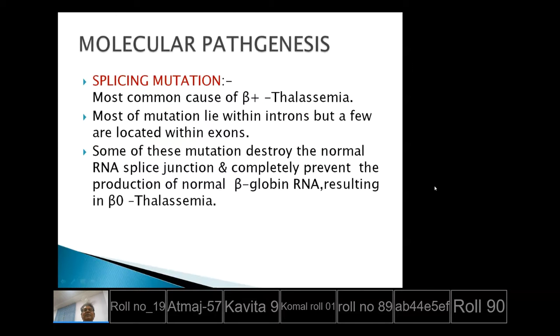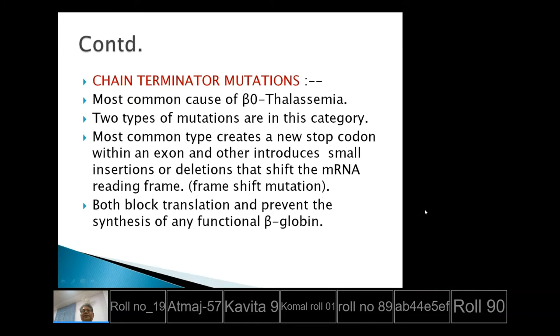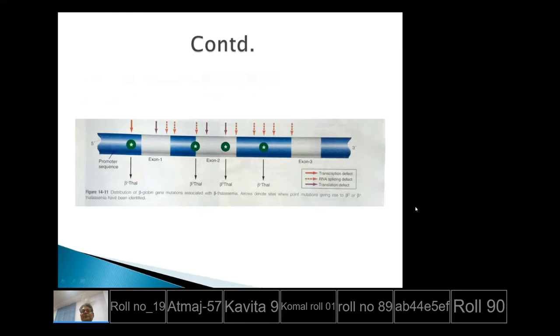Molecular pathogenesis: a splicing mutation is the most common cause of beta plus thalassemia. Beta plus thalassemia means that some amount of beta chain is produced. Most of the mutations lie within introns, but a few are located within exons. You first see the diagram. This is a diagram taken from Robbins.